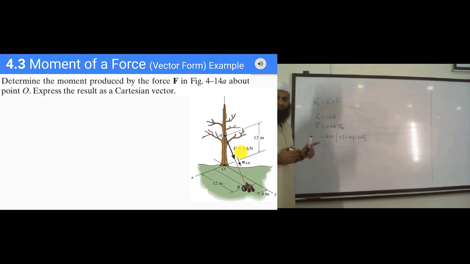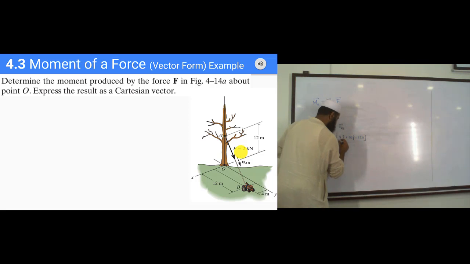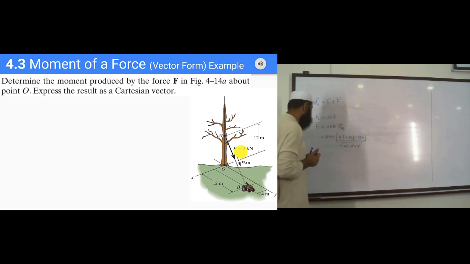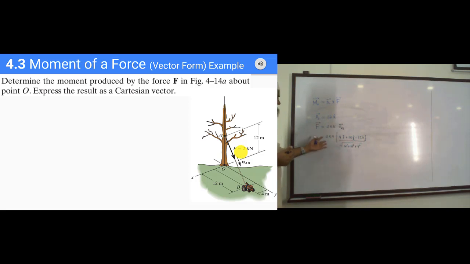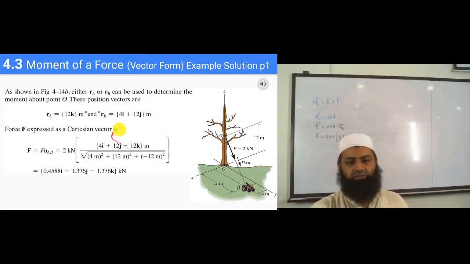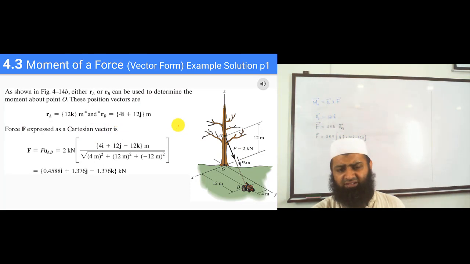Now we have to divide by the magnitude of this whole thing, which is equal to the square root of 12 squared plus 12 squared plus 4 squared. So this is the force vector, and this is the position vector. We can plug these two in here to find the moment. I have already attached the solution in these slides. You can have a look at them also.